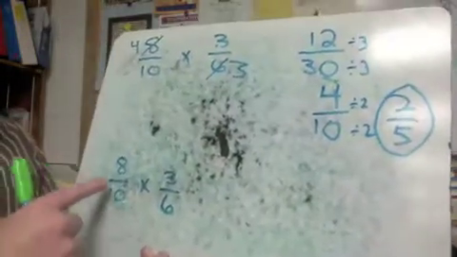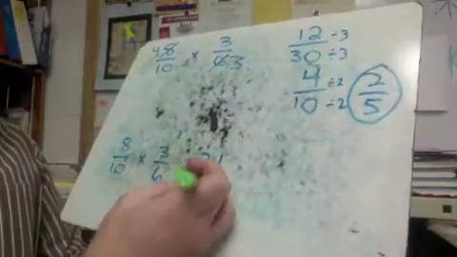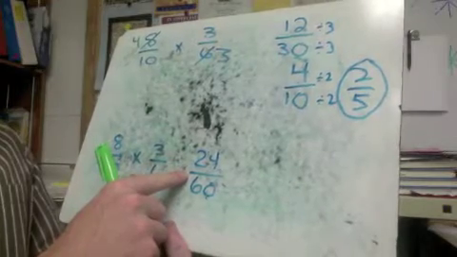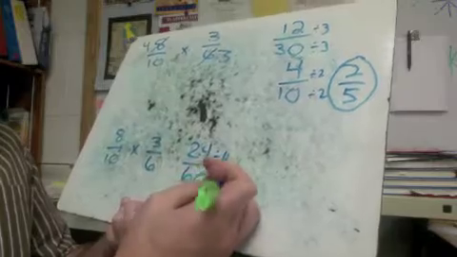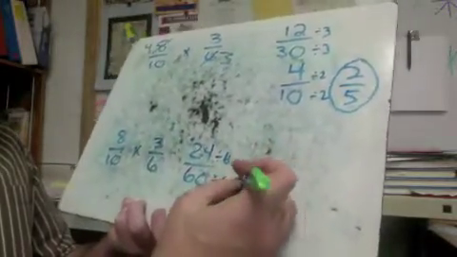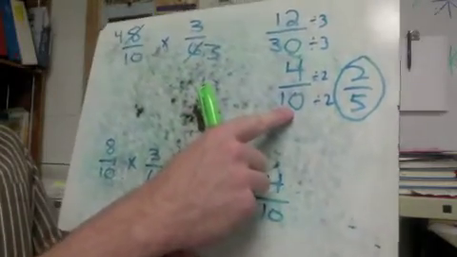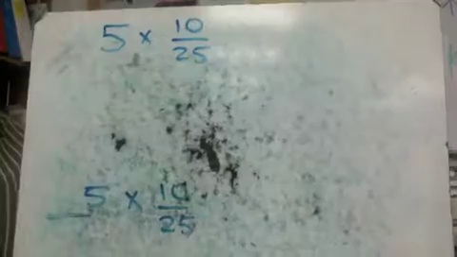Now, if you did it the long way, 8 times 3, 24. 10 times 6, 60. 6 goes into both of those. That's probably the one most people will think. I think 12 does too, but we'll do 6. 24 divided by 6 is 4. 60 divided by 6 is 10. Then we've got the same thing we had up here. Divided by 2 and you get 2/5.